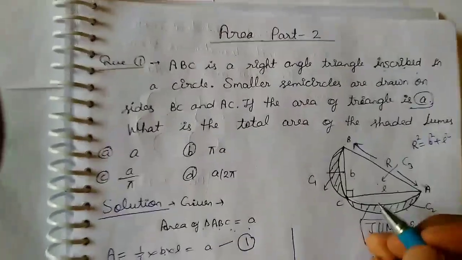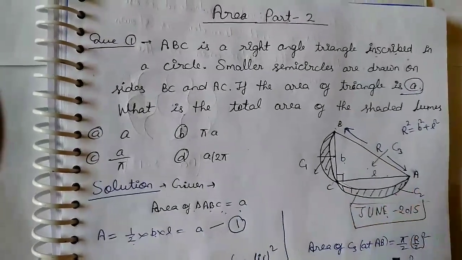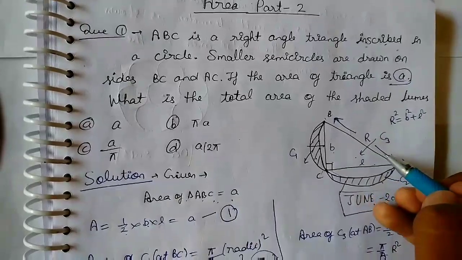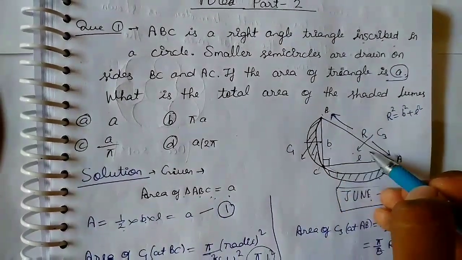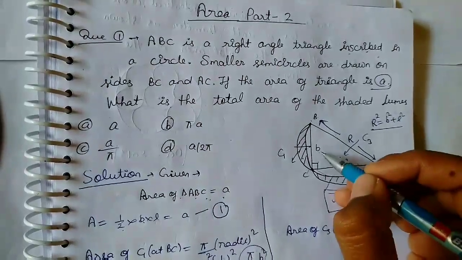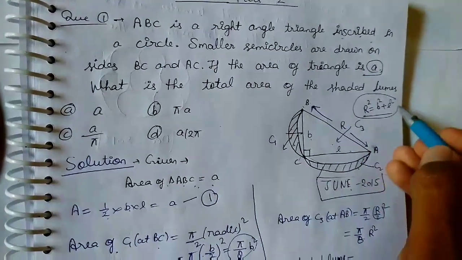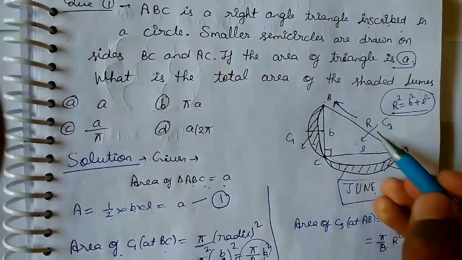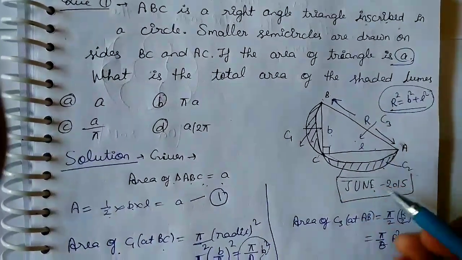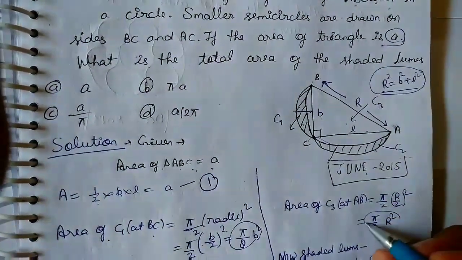Now I have to calculate the area of the semicircle made on the diameter AB. Suppose this AB is capital R, and this is a right angle triangle. By the Pythagoras theorem you can easily write R squared equals base squared plus perpendicular squared, so R squared is b squared plus l squared. The area of the semicircle on diameter AB is pi by 2 into radius squared, with radius R by 2, so it is pi by 8 R squared.